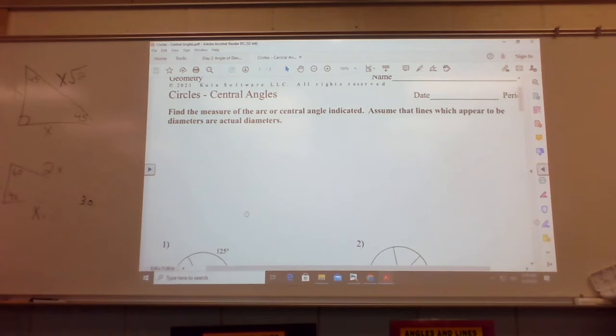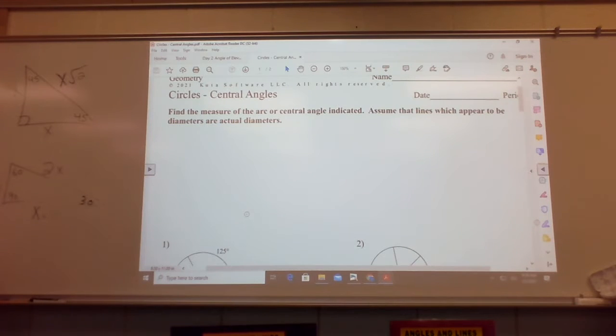The third section then, we're going to be focusing on area of a circle and also area of a piece of the pie of the circle. We'll be looking at circumference of a circle and also arc length, which is the circumference of just part of the circle.